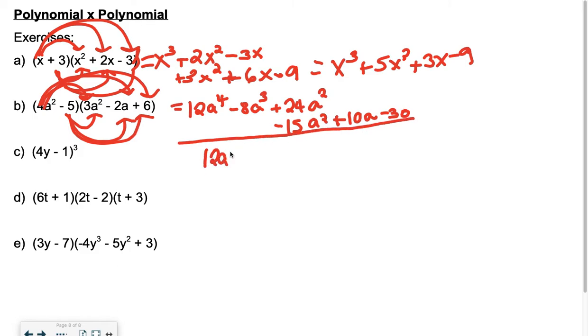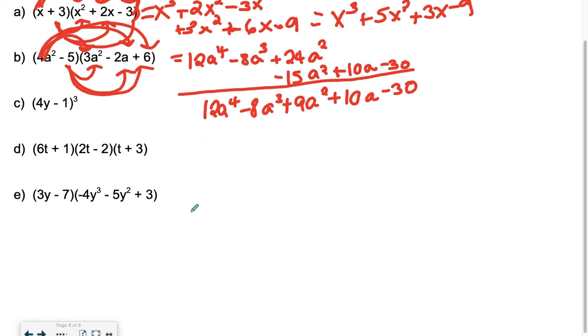12a to the 4 minus 8a to the 3. So these combine to 9a squared plus 10a minus 30. So again, you're just making sure that you're distributing each term of the first binomial into the second. And as long as you do it carefully, you should have no problems.